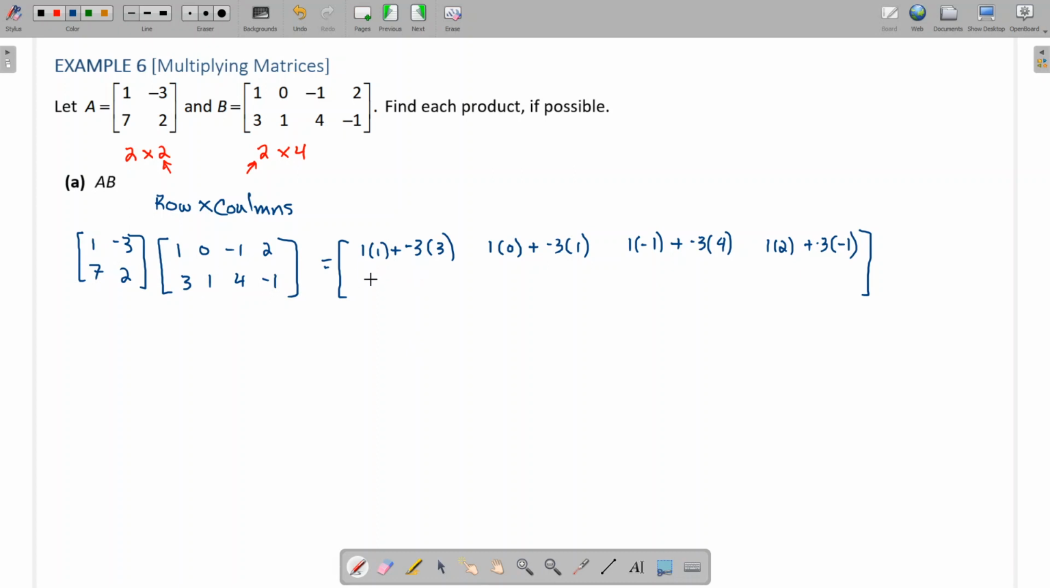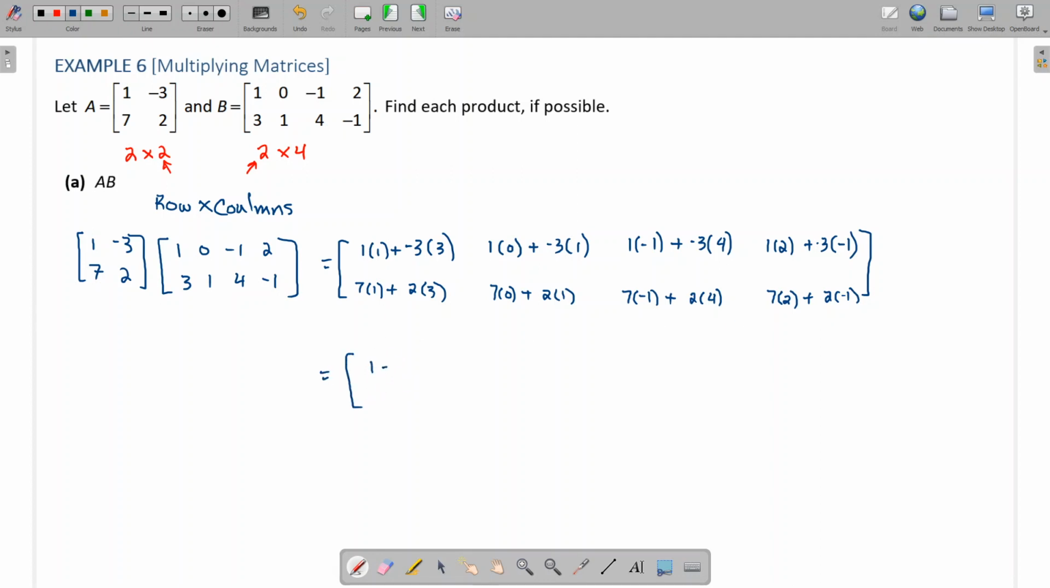Now we've got to go through and do the second row. So it's going to be this row multiplied by the first column. 7 times 1 plus 2 times 3. Then now to the second column. So 7 times 0 plus 2 times 1. Next column, 7 times negative 1 plus 2 times 4. Then 7 times 2 plus 2 times negative 1. Alright, and then we just need to simplify.